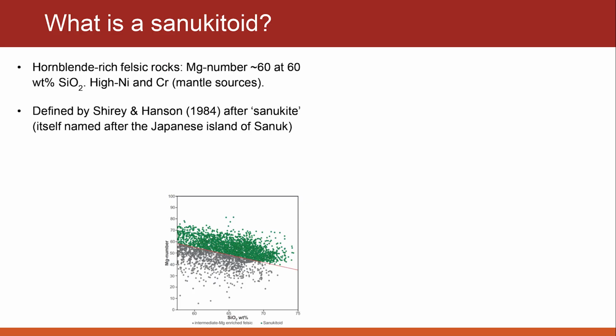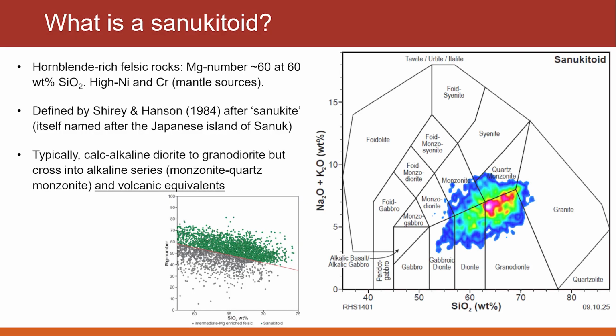They were originally defined by Shari and Hansen and named after sanukitoids, which itself is a high magnesium andesite common in island arcs through Japan, and itself was named after the island of Sanuk. In the Yilgarn, most of the sanukitoids we have are typically calc-alkaline. So you see diorites through to granodiorites, but they do also cross over into the alkaline series. So you'll also see monzonites and quartz monzonites. And we use the term sanukitoid to capture any volcanic equivalents of these rocks as well.